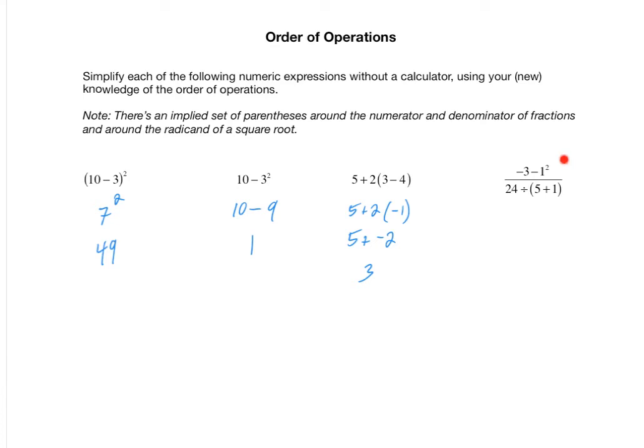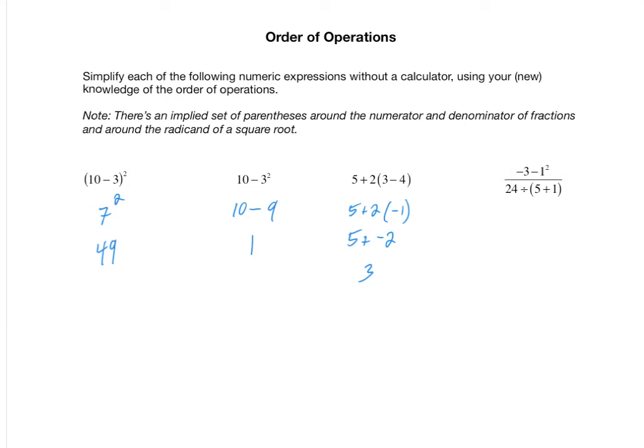And then finally, we have this expression here that we want to clean up. Real quick, make sure you note that there's an implied set of parentheses around the numerator and denominator of fractions and around the radicand of a square root. So this is not a square root, but it is a fraction. So there's an implied set of parentheses here and an implied set of parentheses here. People just don't write them. What that ultimately means is to simplify the top and the bottom separately. Then your final result could be a fraction, or if you wanted to convert it to a decimal, then you would do this division at the very end.